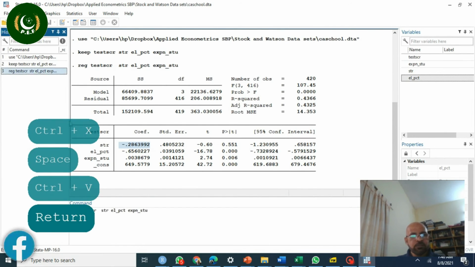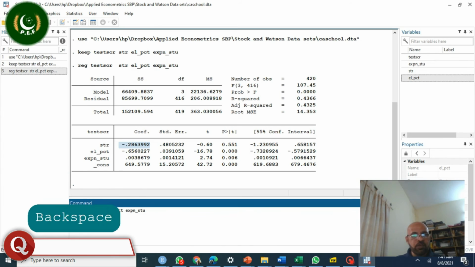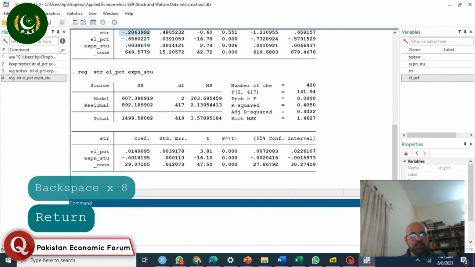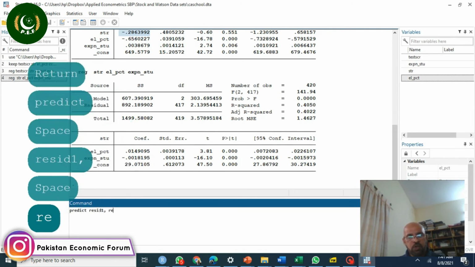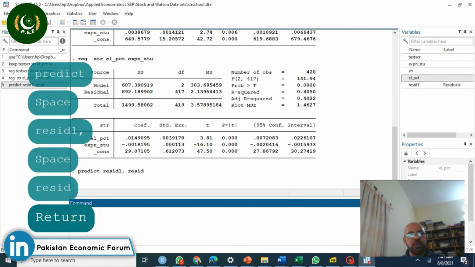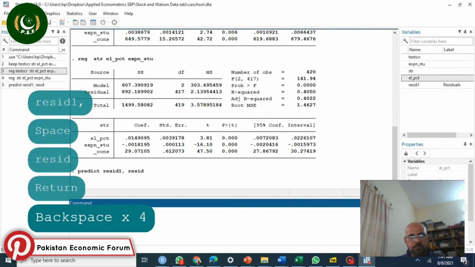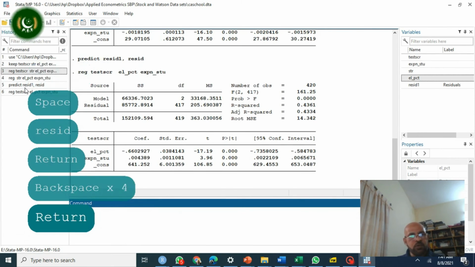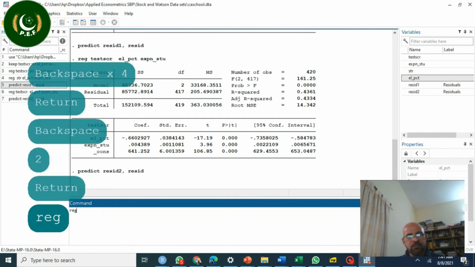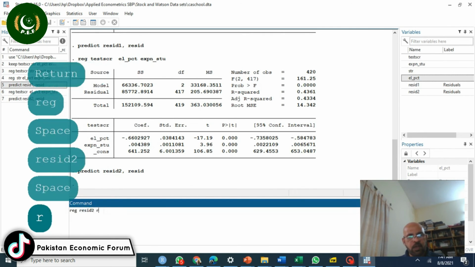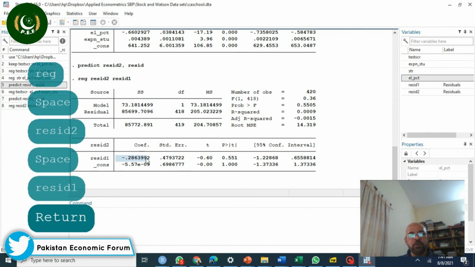Now we regress student-teacher ratio on the other two variables, and we predict residuals. We name it resid1. Now regress test score on the other two variables, other than student-teacher ratio, and take the residuals, resid2. Now regress resid2 on resid1, and you will have the same coefficient, minus 0.286.